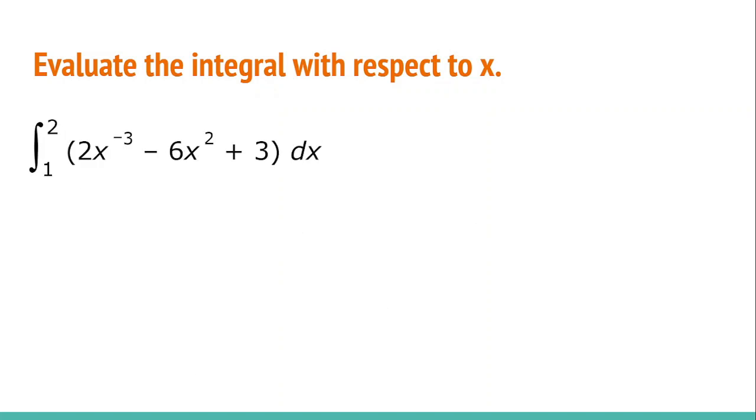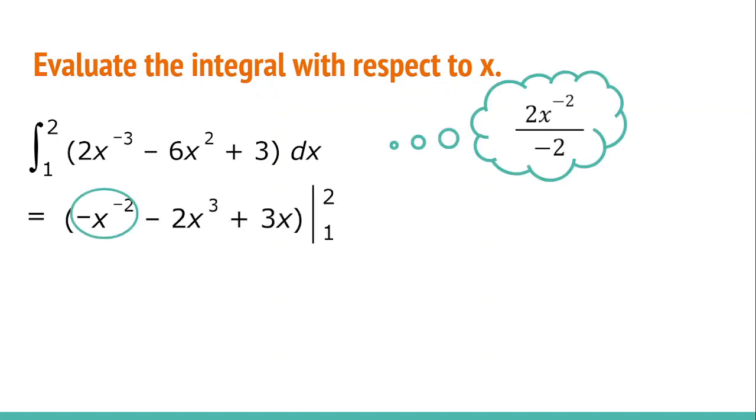In this function, you will have to find the integral of each term. Applying the rule, you have 2x to the power of -2 divided by the new exponent, -2. You simplify, you get -x to the power of -2. Next, you have -6x to the third power divided by the new exponent 3. Simplify, you have -2x to the third power.